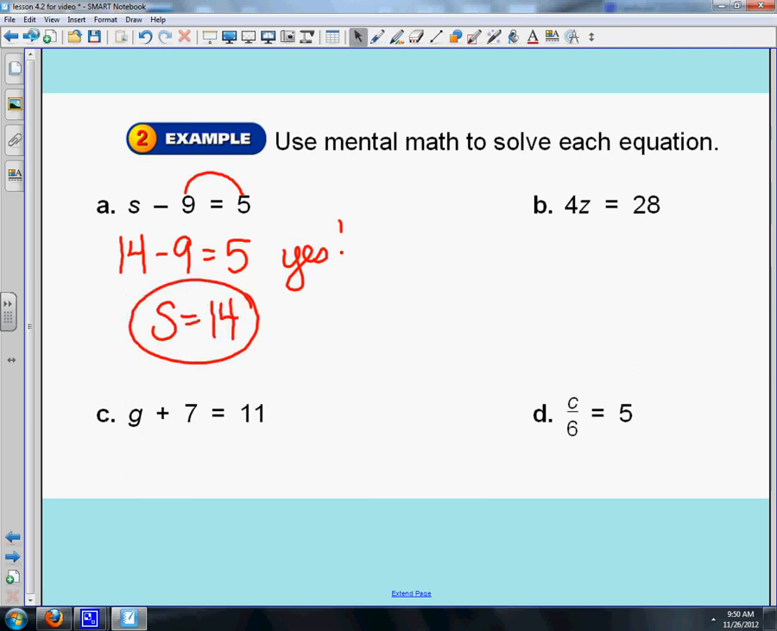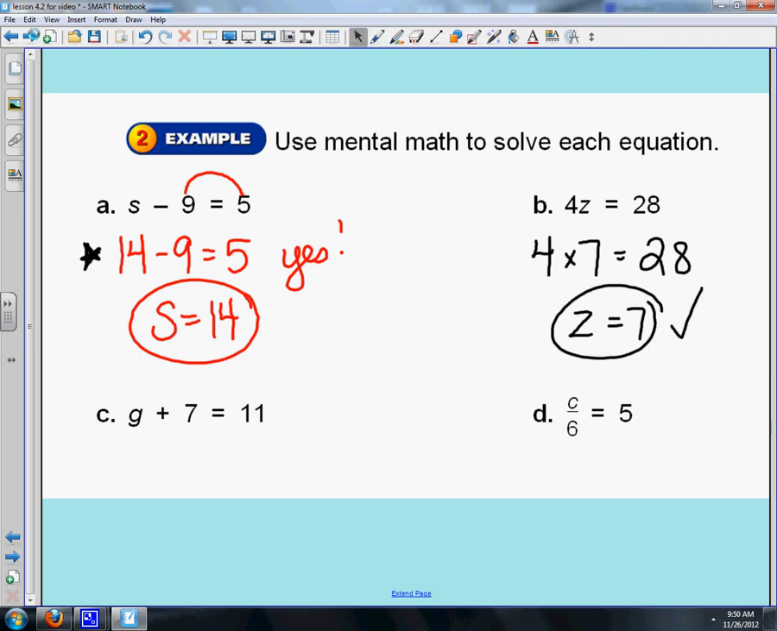On these easy ones, you can use mental math because the problems are pretty simple, but you still need to show your work by showing what is going on in your head. So 4 times what equals 28? If you know your multiplication tables, you know that 4 times 7 is 28. So Z equals 7. Okay, so try the next two, and then we'll go over them.